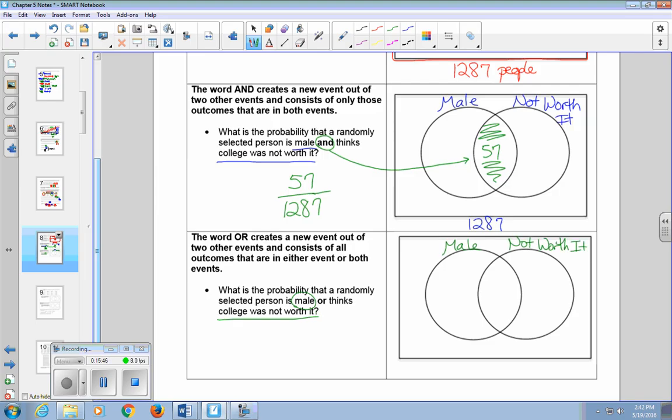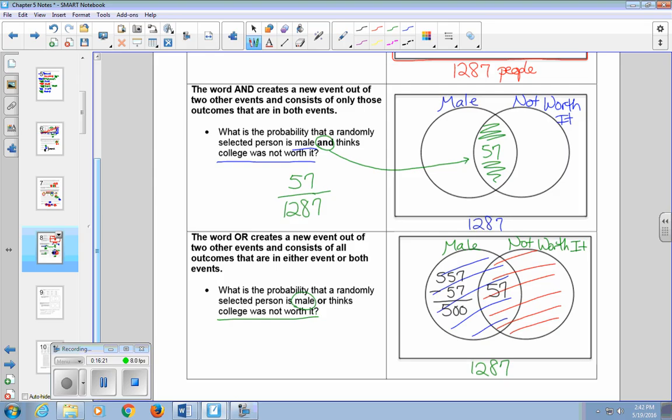We've got the same size sample space, 1,287 people. But the "or" means we want both. So we want both the males or the people that said it wasn't worth it. So if we look more closely again, we know that there were 57 people in this intersection that had both characteristics. That means the 557 males, if I take away that 57, there were 500 males that thought otherwise, that felt that college was either worth it or they weren't sure.